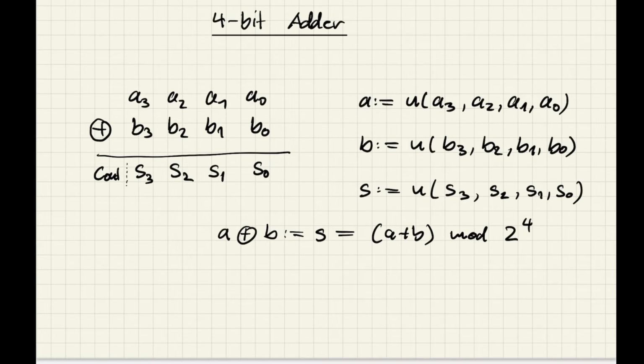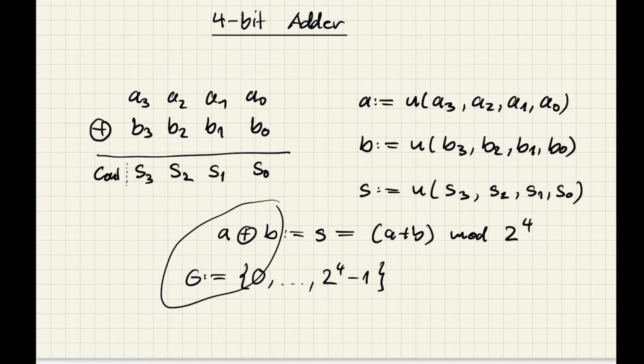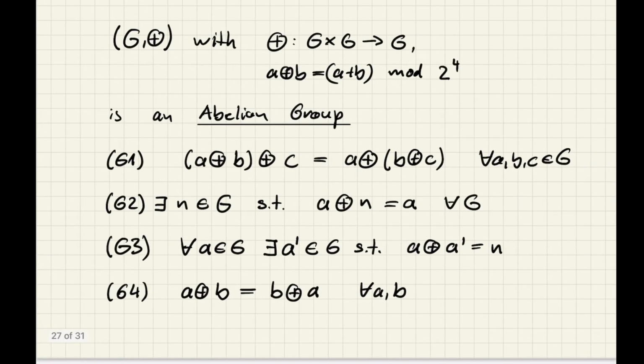Now let me also write down that we identify these bit patterns with the integers from 0 to 2 exponent 4 minus 1. So that means all these operands that we use for this circled plus are from this set that I call G, with elements that we know from the integers 0 to 2 exponent 4 minus 1. Now this pair looks familiar. From your first semester you know that this is an abelian group, so we can use some heavy machinery. So these 4 axioms are satisfied.